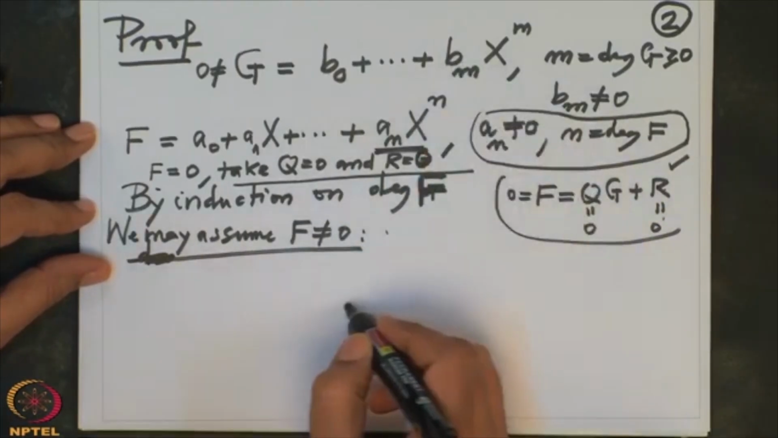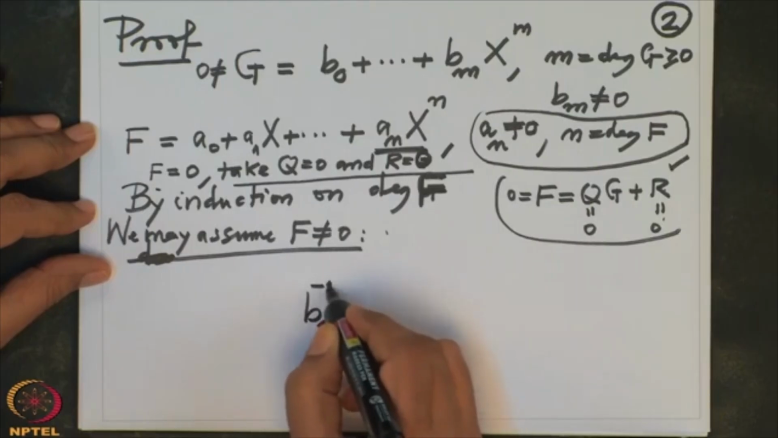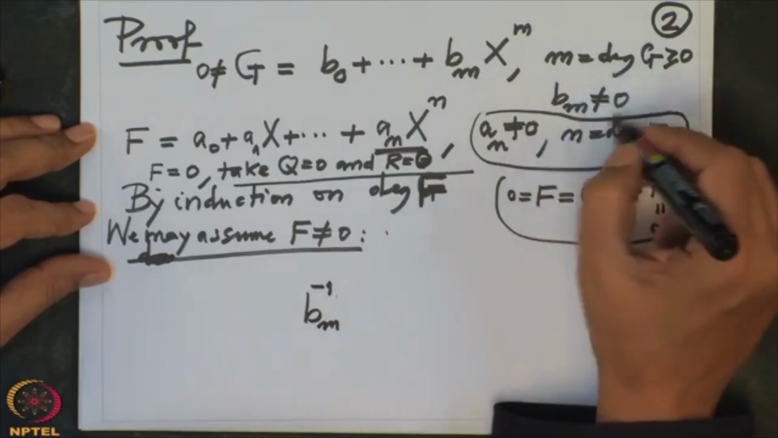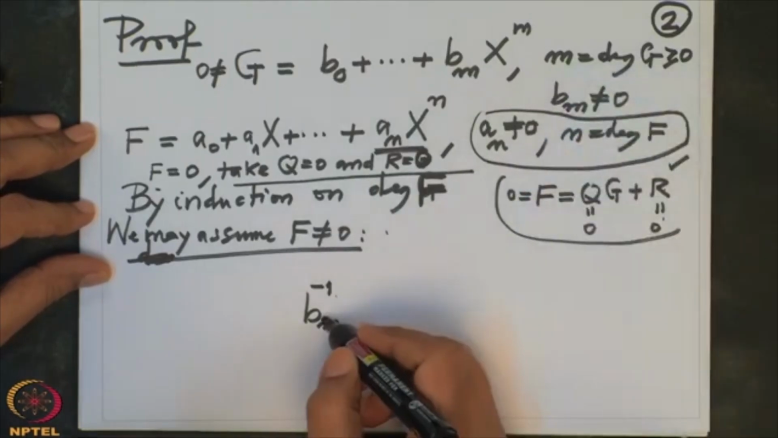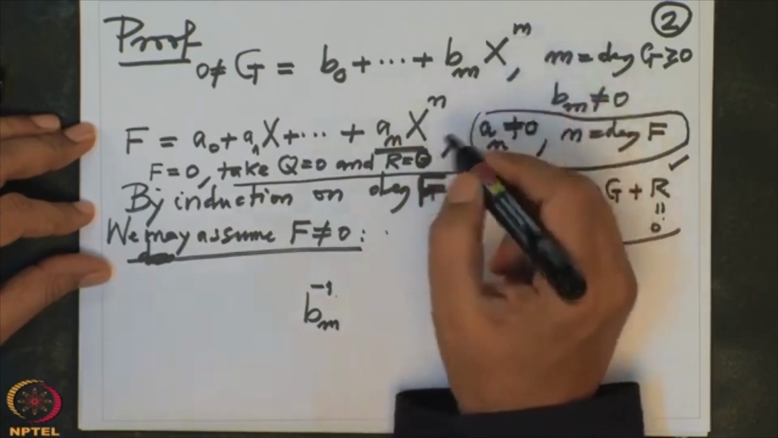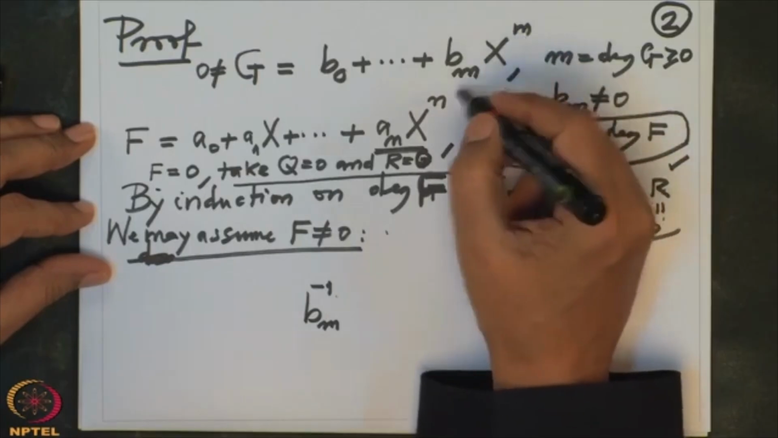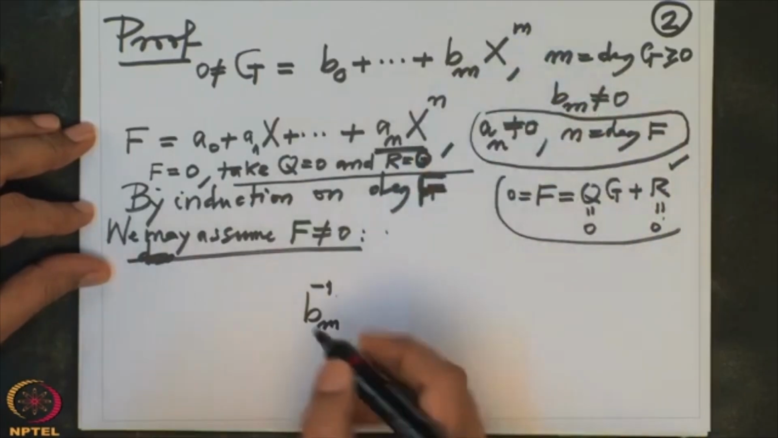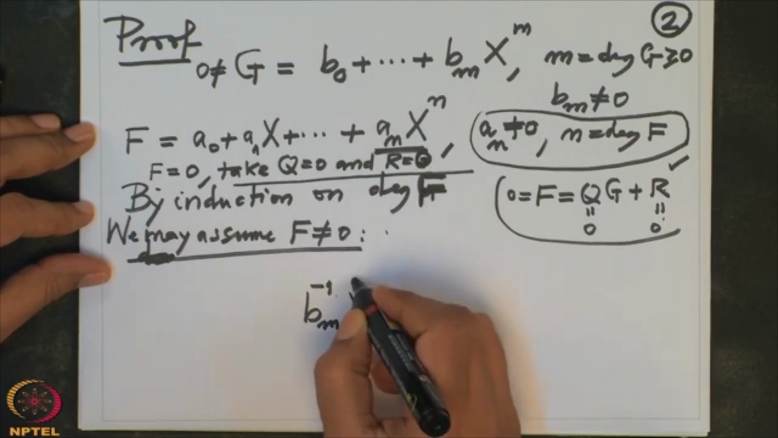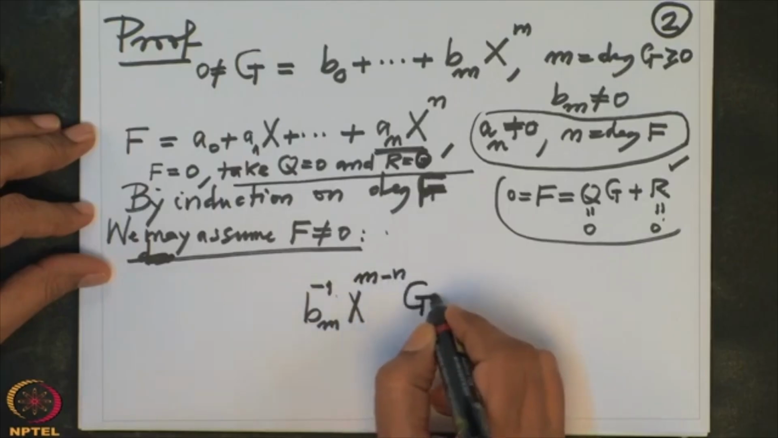You multiply G by Bm inverse, which exists because K is a field and Bm is the non-zero element of the field. So this exists, and then I want to cancel this n. So I will multiply this by x power m minus n times. I look at this polynomial G.